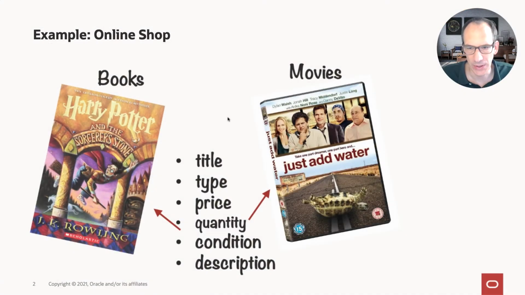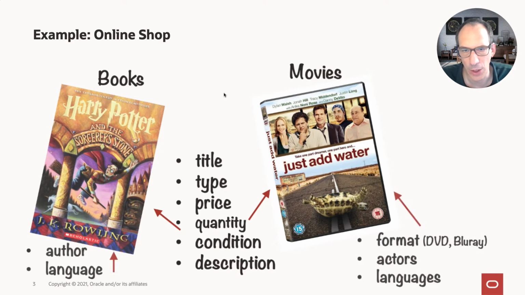Good. So to illustrate why JSON is really so popular, I thought I'd present you a sample application. So let's say we want to start an online shop where we start selling used products. Like, let's say we start with books and movies. And there are some common properties for these items, like what is the title, what's the condition, how many do I have, and what's the price.